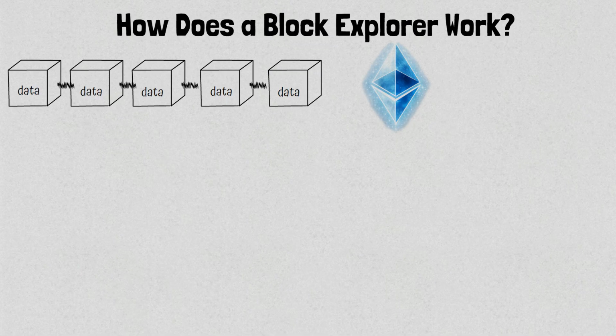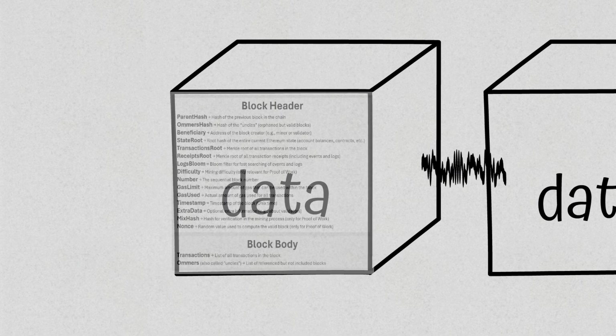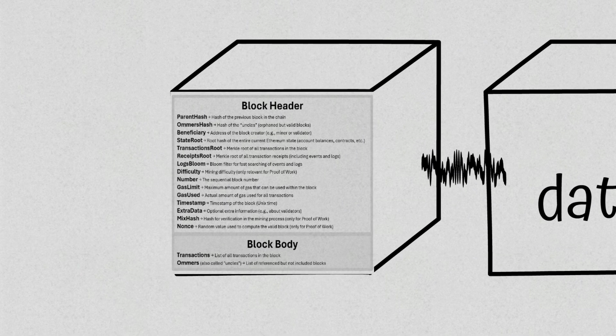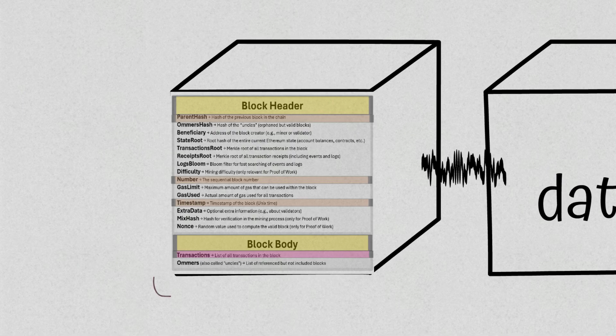Let's take Ethereum as an example. An Ethereum block has two main parts. The block header, which contains general details about the block, such as the block number, the timestamp, and the hash of the previous block. And the block body, where the transactions are stored. We won't go into every technical detail of the header here. Instead, we'll focus on the transaction data, since that is what people usually look at when using a Block Explorer.